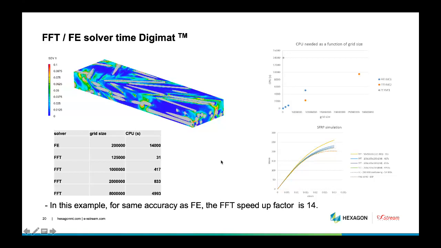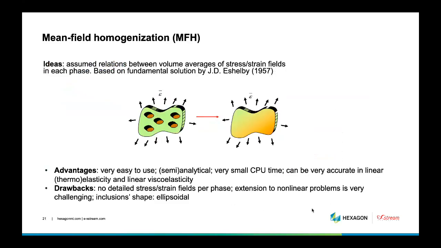But if you use FFT, then the speed up factor in CPU time on exactly the same computational platform is equal to 14. So the FFT speed up with respect to FE, with the same accuracy as FE on this nonlinear problem, is equal to 14. Now there is another homogenization method, which is extremely cheap, much cheaper than these two methods, and it is called mean field homogenization.